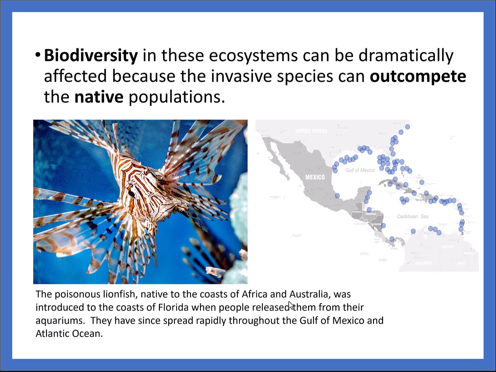Another example here is the poisonous lionfish. It is native to the coasts of Africa and Australia, but it was introduced to the coast of Florida when people released them from their home aquariums. They have since spread rapidly through the Gulf of Mexico and the Atlantic Ocean. You can see this map shows all of the locations that they have been found. And they are spreading rapidly because they are able to outcompete native fish.